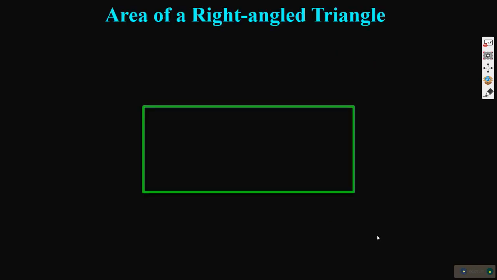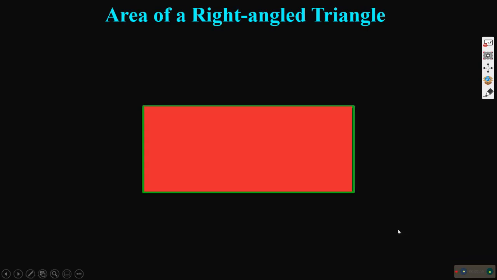This is a rectangle, and this colored area we can consider as the area of the rectangle. Now suppose that we divide the area of the rectangle into 2 equal halves. We need to draw a diagonal from one corner to the other corner of the rectangle, from one vertex to the other vertex, in this way. Now we could divide the rectangle, or the area of the rectangle, into 2 equal halves.